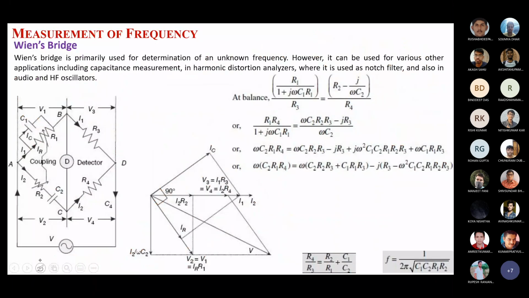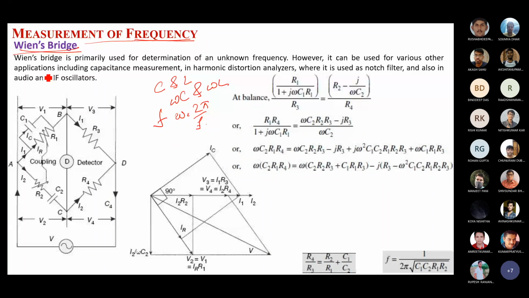Then we go for the measurement of frequency using a bridge. What is the function of frequency? In all the cases, frequency is a function of C as well as L, meaning omega C as well as omega L, where omega equals 2 pi f. In a similar way, you can also find out the frequency for the bridge.